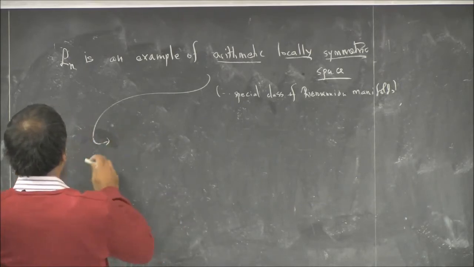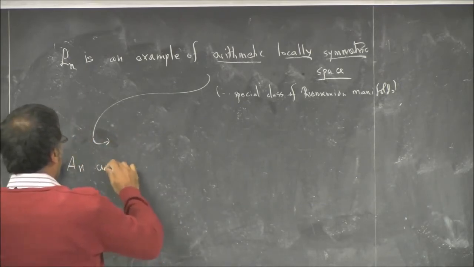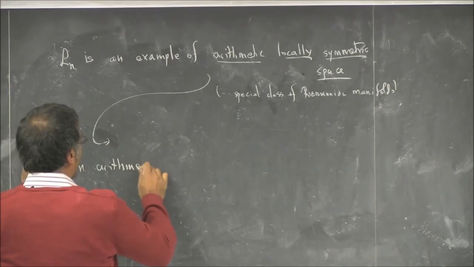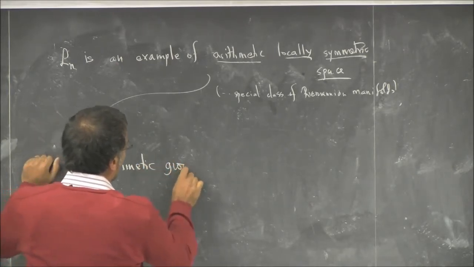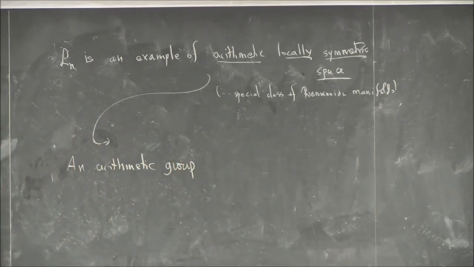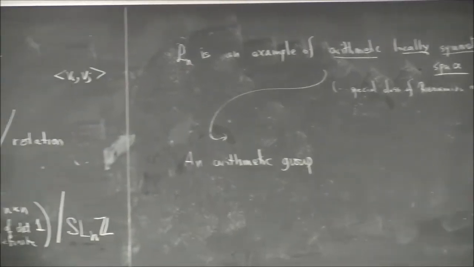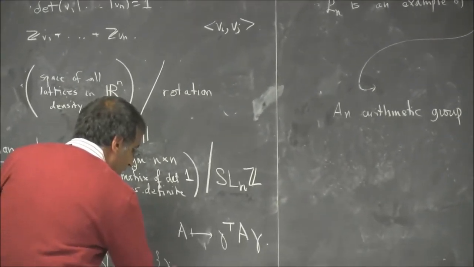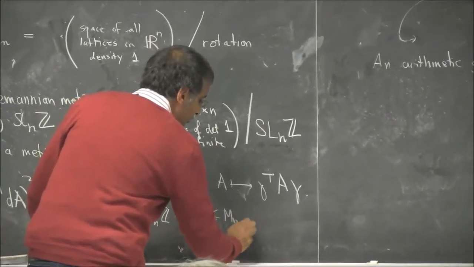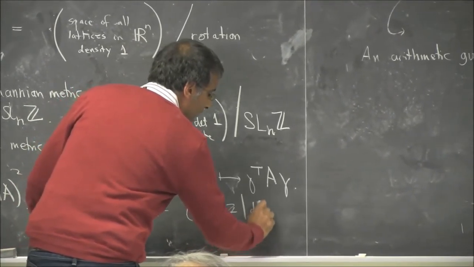Okay, first I have to tell you what an arithmetic group is. I'll give you a slightly informal definition. An arithmetic group is meant to be some generalization of SLNZ. Maybe I should have written what SLNZ is, just to be clear. SLNZ is just n by n integral matrices with determinant 1.